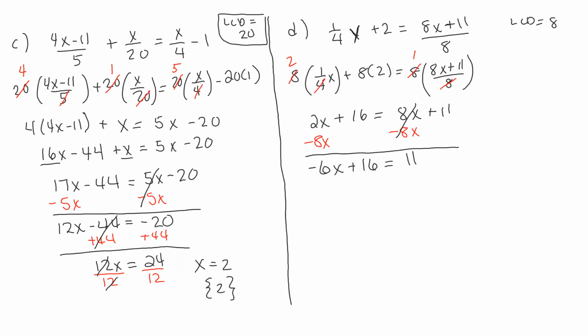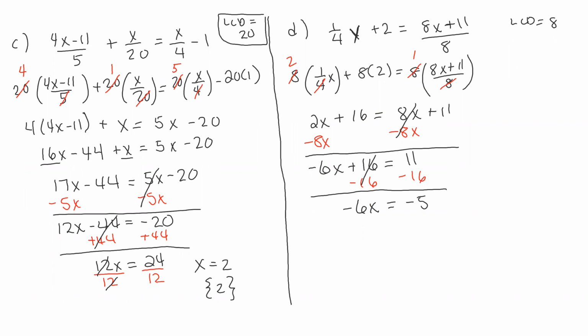I want to get all of my constants in a single term on the right. So I'm going to subtract 16 from both sides. Whoops, I usually do that in red. So I'm going to subtract 16, subtract 16. So on the left, the 16s cancel. They just simplify to become 0. So I'm left with negative 6x on the left. On the right, I'm left with negative 5.